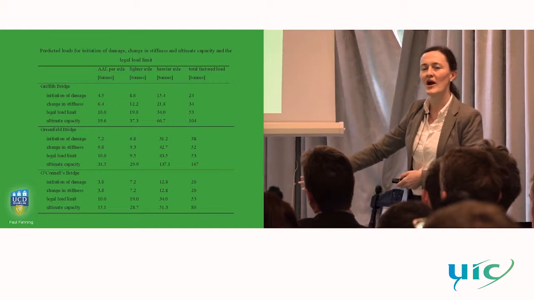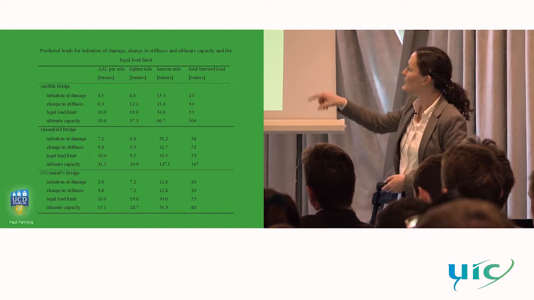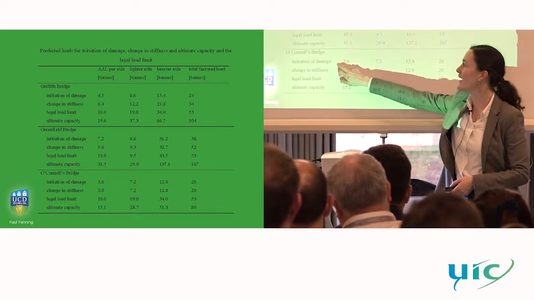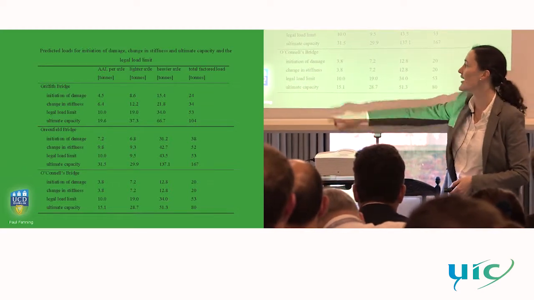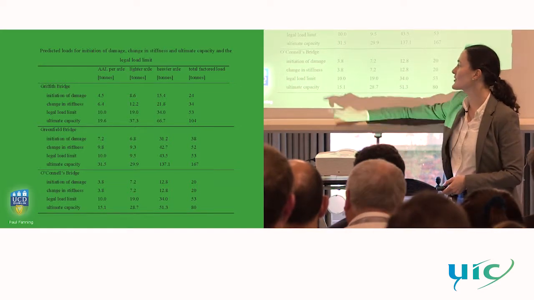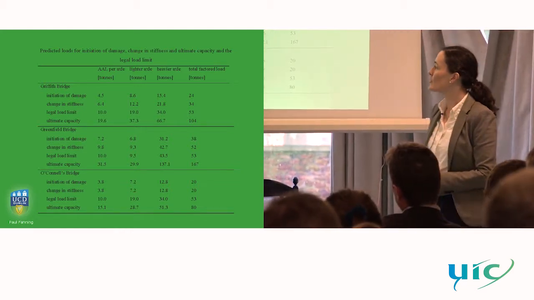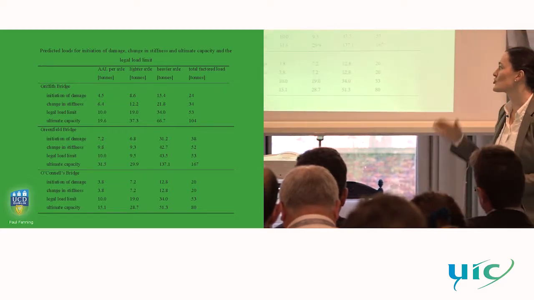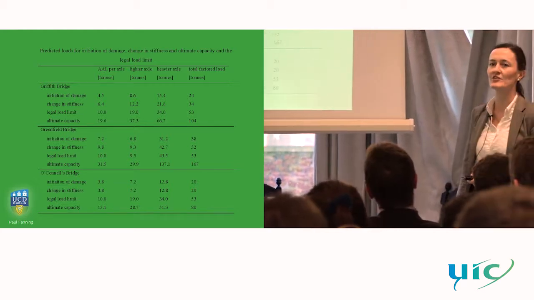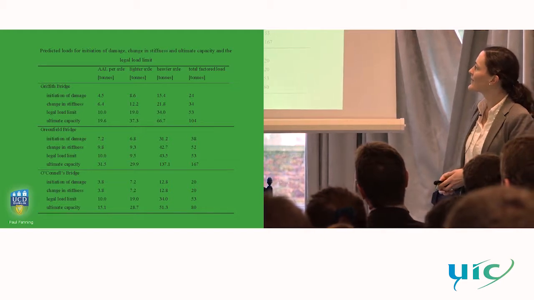So this table here just summarizes the results for a couple of the bridges that we went through this process with. There's lots of numbers there, but effectively what we've looked at is what level of loading the initiation of damage occurred at, what level of loading the change in stiffness occurred at, compared this with the legal load limit, and what the ultimate capacity we predicted was. So your initiation of damage and your change of stiffness is occurring at a much lower level of loading than 50%, often around 30%.